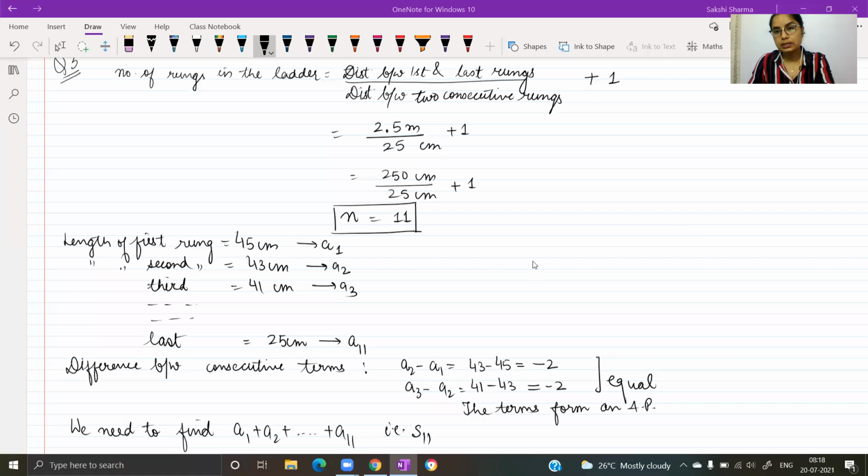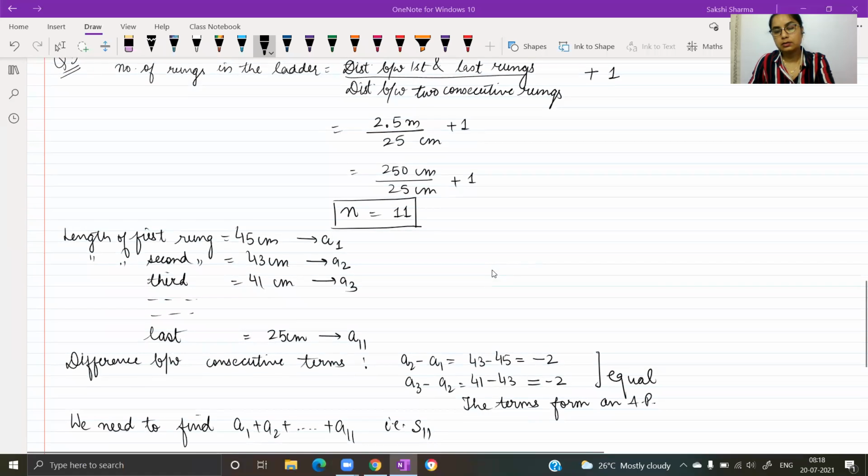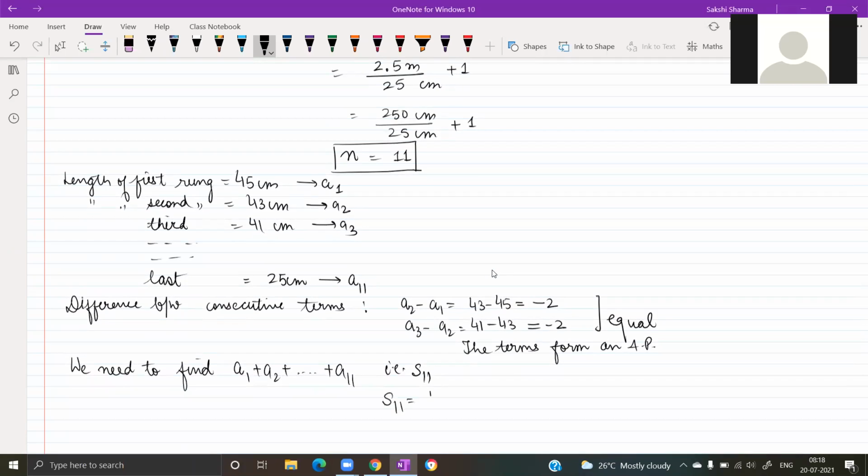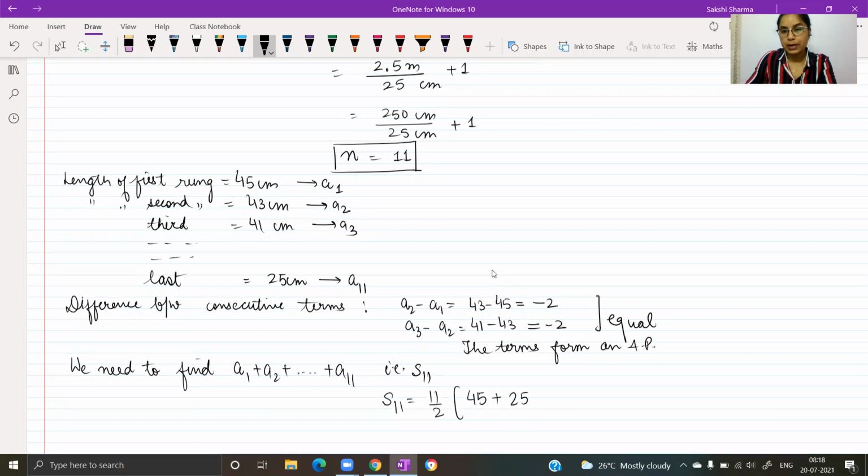If anyone's writing this. Yes, ma'am. S11 will be equal to 11 by 2. In the brackets, we will have A1 plus A11. The first term 45, the last term is 25. From here, simplifying, the answer comes out to be 385 centimeters. This is the length of wood required for the rungs.